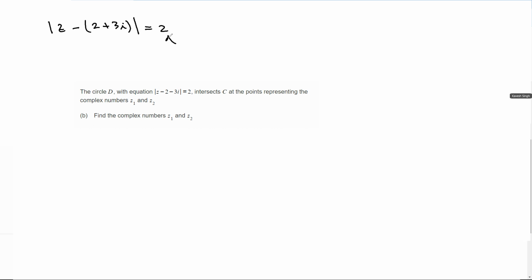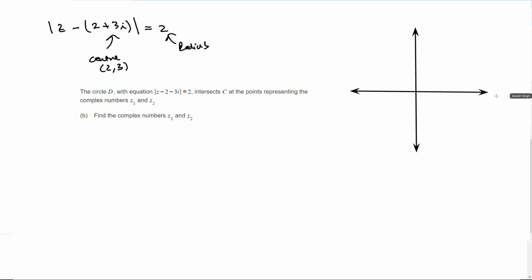And we must remember that that 2 over there is going to be the radius of my circle, and that is going to give me the center of my circle. All right. So from this here, I can see the center is going to be at (2, 3), and the radius of the circle is 2. And it intersects C at the points representing complex numbers z1 and z2. So let's see if we can firstly put this in some kind of diagram. Okay, so we've got some kind of diagram.